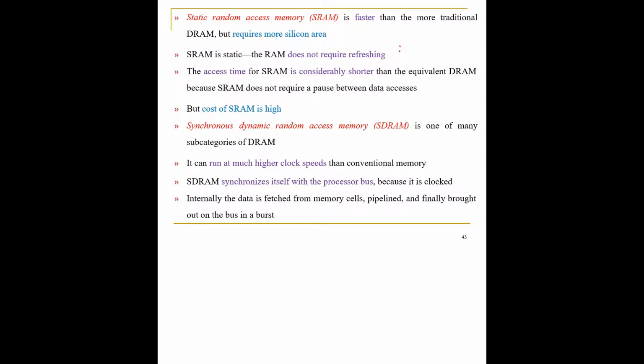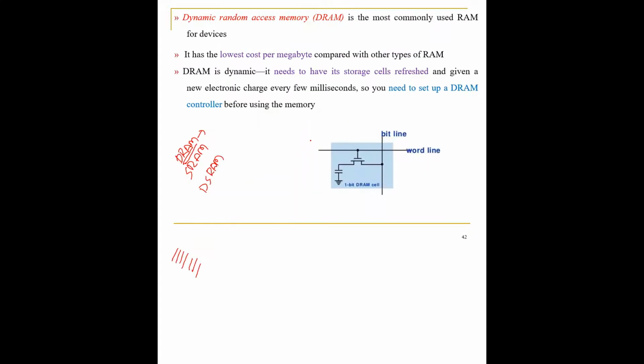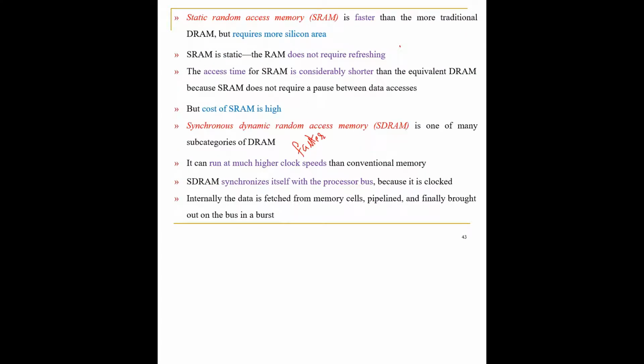Next set of random access memory is synchronous dynamic random access memory, that is SDRAM. It is one of the many subcategories of DRAM, a part of your DRAM itself, which can run at higher clock speeds and synchronizes itself with the processor bus. It is clocked. Internally, the data is first pipelined from the memory cells and finally brought onto the bus in a burst. So comparatively, SDRAM is faster. See, if I speak about this DRAM and SDRAM, both are the same. But here, this is faster when compared to the DRAM.